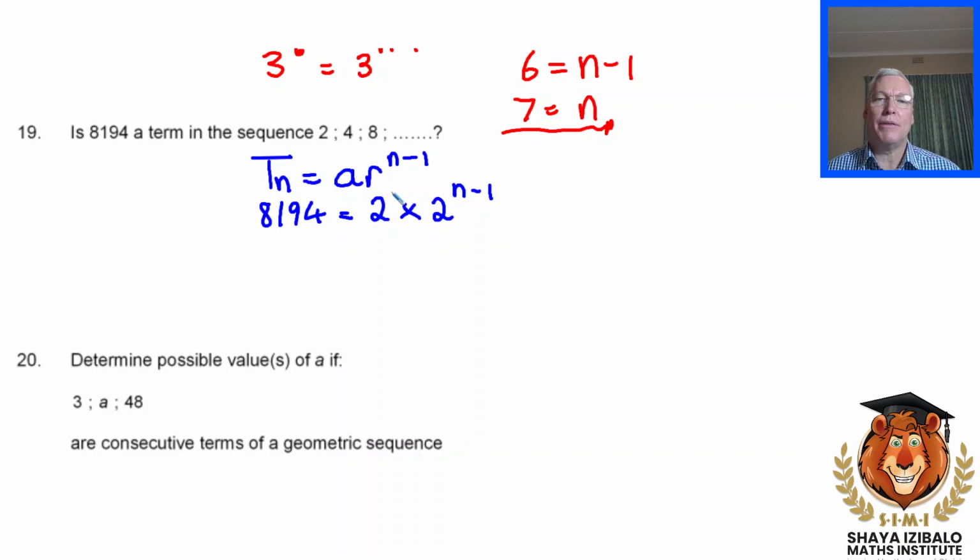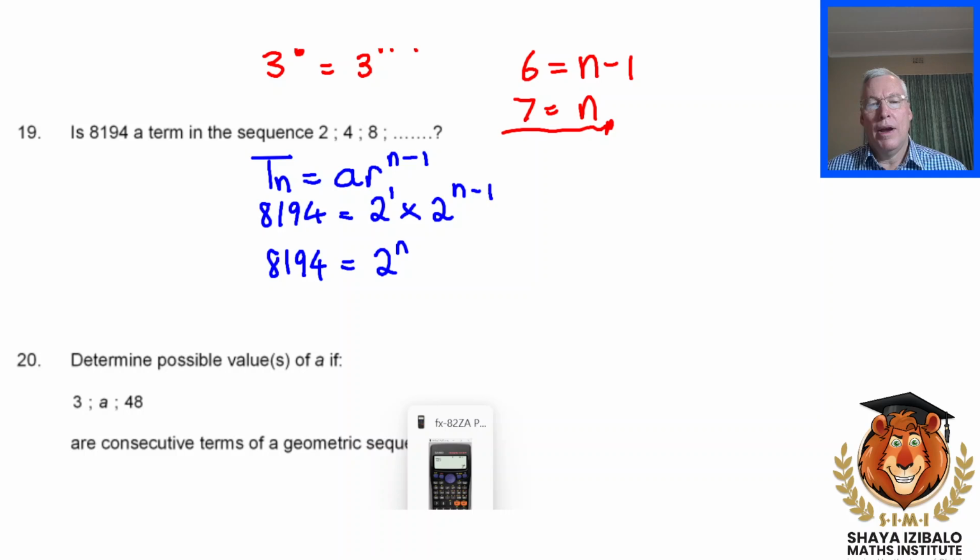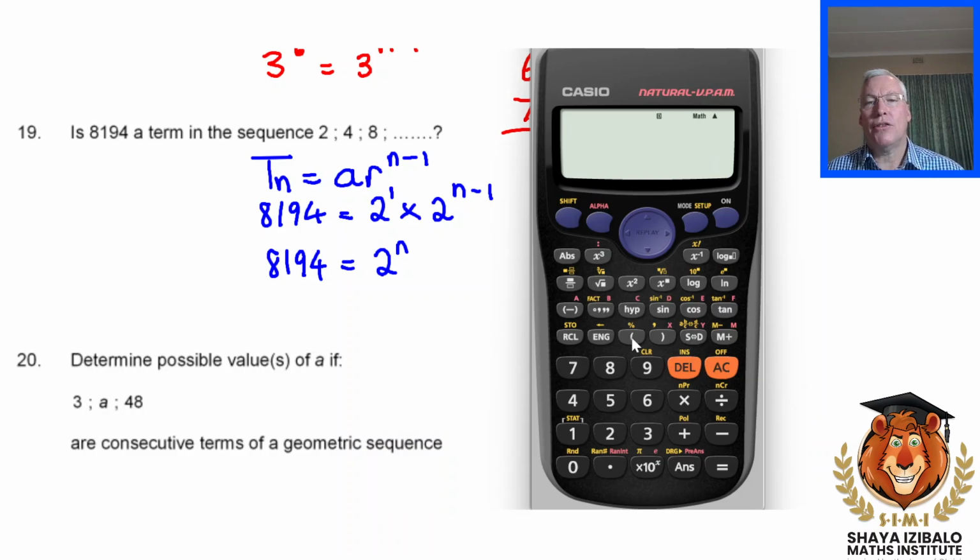We could multiply these two bases and get 2, because remember this is 2 to the 1, okay? Or we could divide both sides by 2 first. Let's just multiply those two things. Remember, when we multiply numbers with the same base, we add the exponents. So 2 to the n is 8194. Now what we need to establish is, can we make 8194 as powers of 2? Let's just try a few.